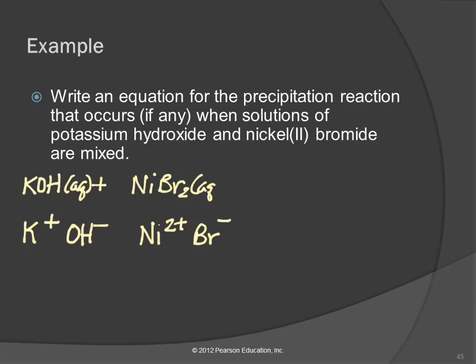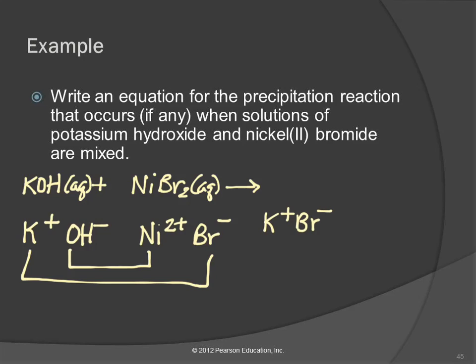And it says it's a solution, so that's also aqueous. And then we'll have the arrow. And this is where the swapping partners comes in. So I'm going to try nickel with hydroxide and see how they hit it off. And I'm going to try potassium and bromide and see how things go with them. So I'm just going to rewrite them over here. It doesn't matter which pair you put first, but it's always the guy and then the girl, the plus and then the minus. So K+, we'll try that with Br-, and then we'll take the other pair, Ni2+ and OH-.